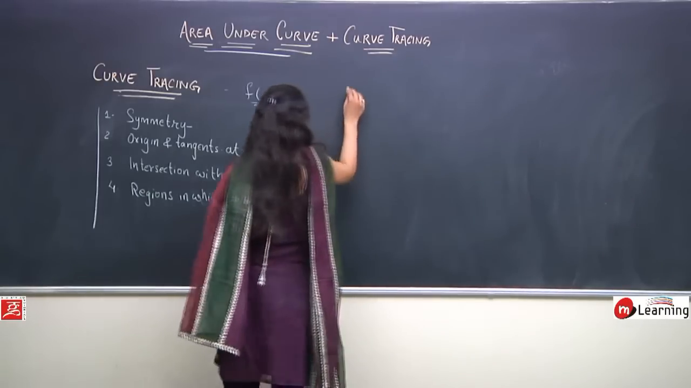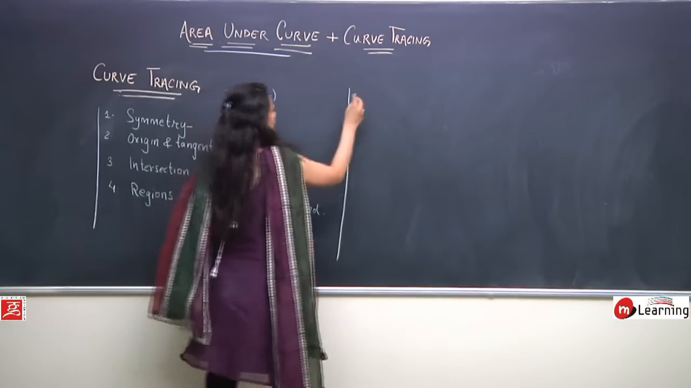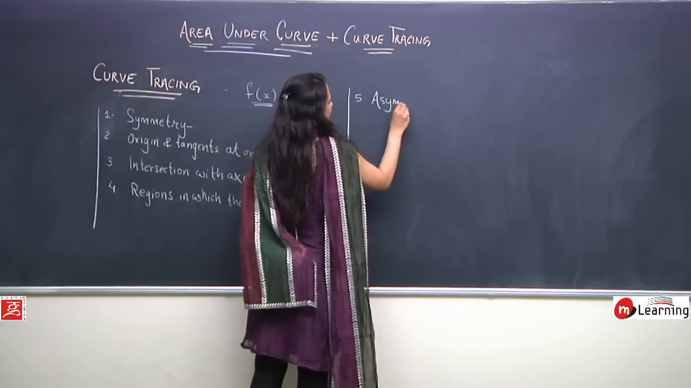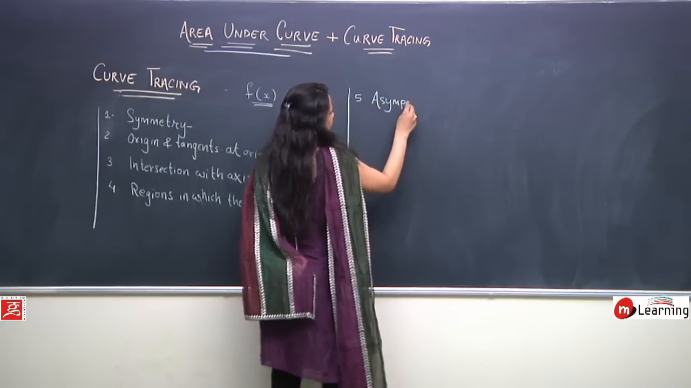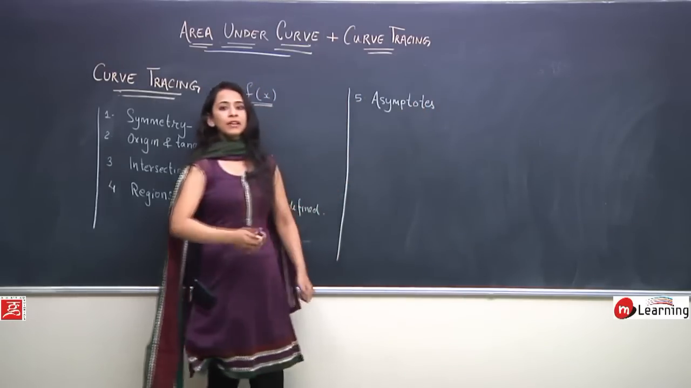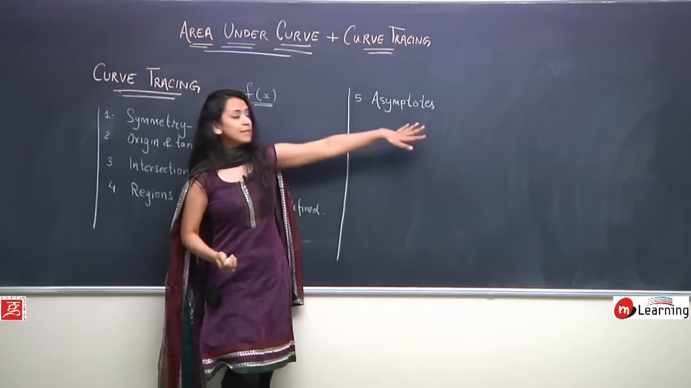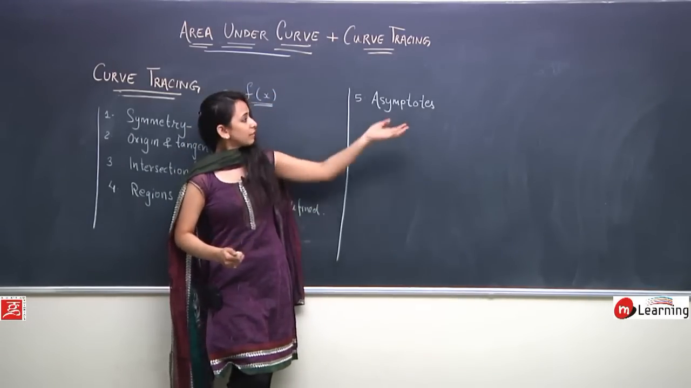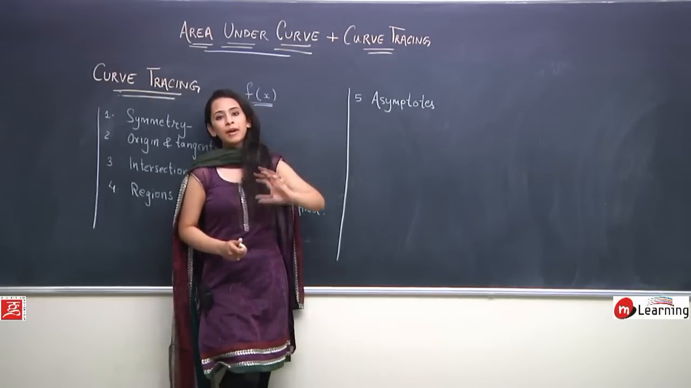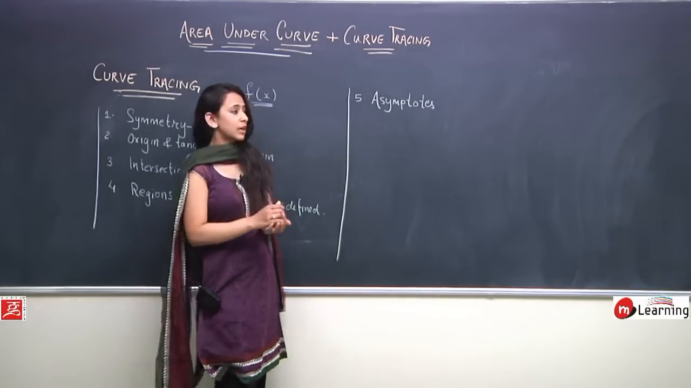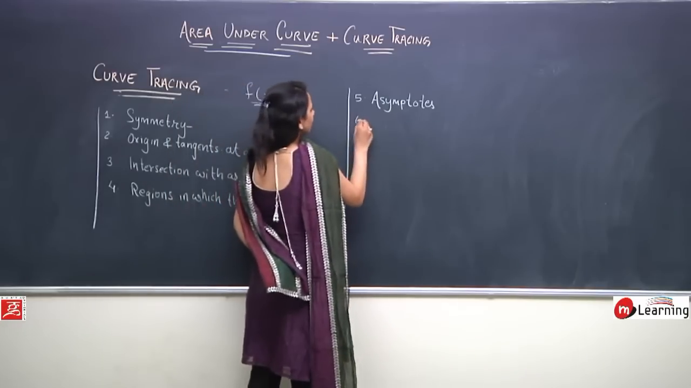The next characteristic which we can find out is the asymptotes. I hope everyone is acquainted with the definition of asymptotes. Asymptotes are basically the tangents to the curve at infinity. So we can find out कि infinity पे हमारा curve कहाँ trend कर रहा है. So based upon that we can define the nature of the graph.